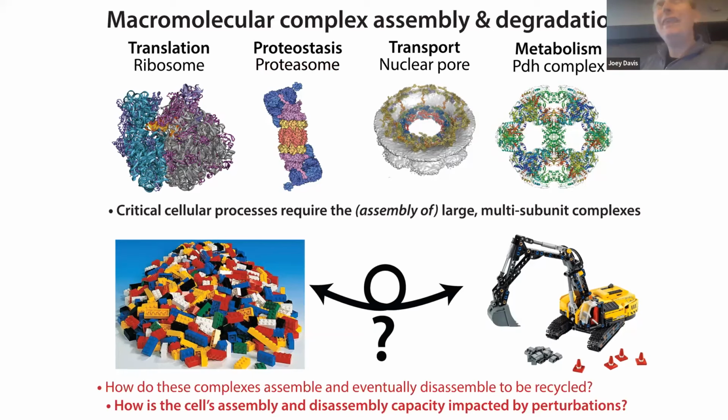Okay, but if we could do that, we could start to ask questions about how the cell's ability to assemble and disassemble these things changes with some perturbation. So those could be environmental stresses, it could be disease predisposing mutations, and there's a lot of data that says that environmental stresses, age, and disease predisposing mutations impact the cell's ability to build and degrade these complexes, and that's linked to a ton of pathology. Right, so if you could understand this space, you could have big impacts on human health.